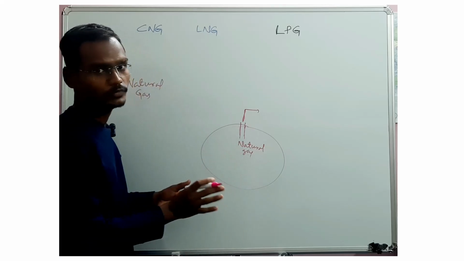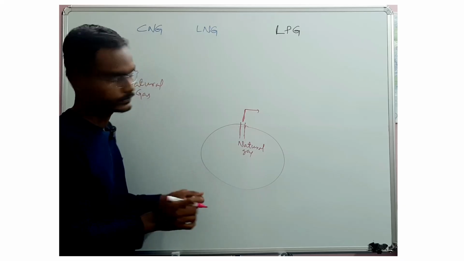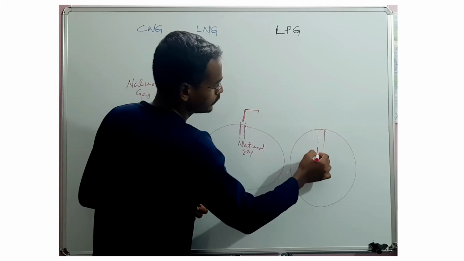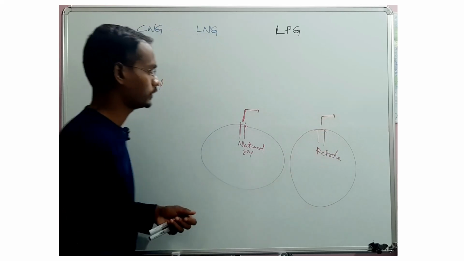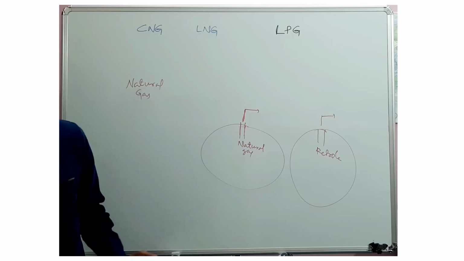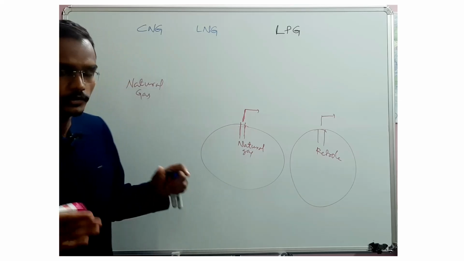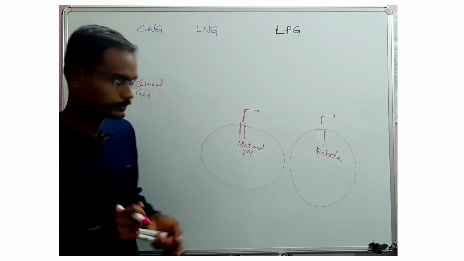Okay, it is clear now where we are getting natural gas from. Like petroleum, we get natural gas in the same process, from underneath the Earth. By drilling, we get natural gas.